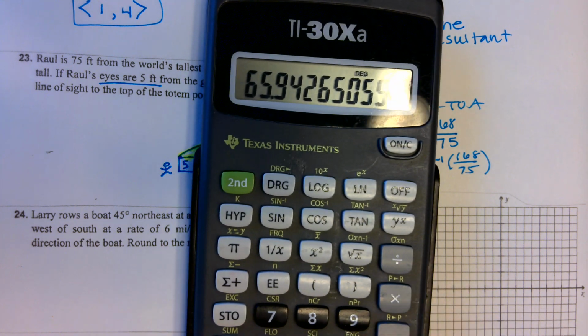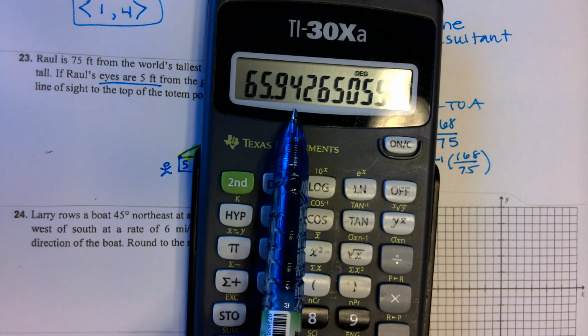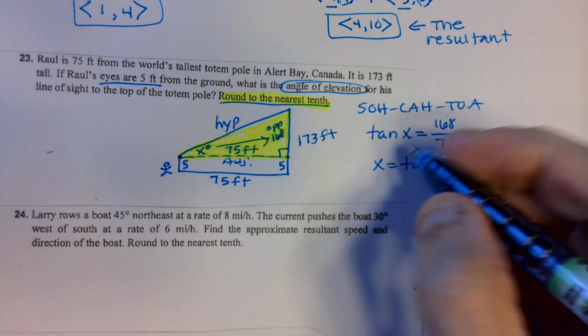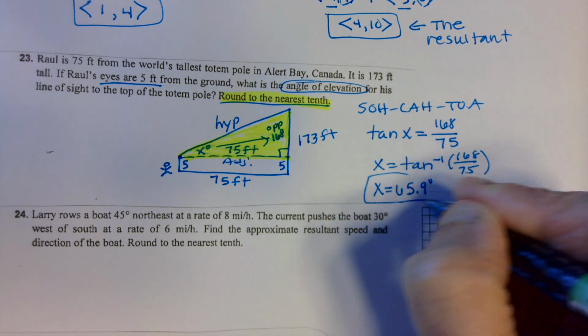So when I do that, I look in here and go, okay, that's a 9. Afterwards a 4, so that doesn't change that. So it's 65.9 degrees.